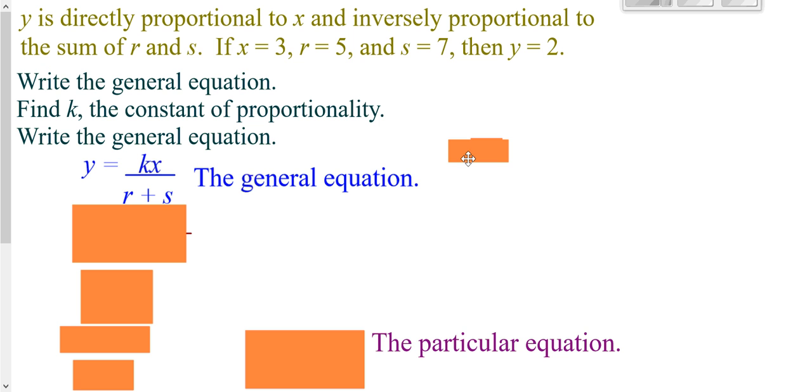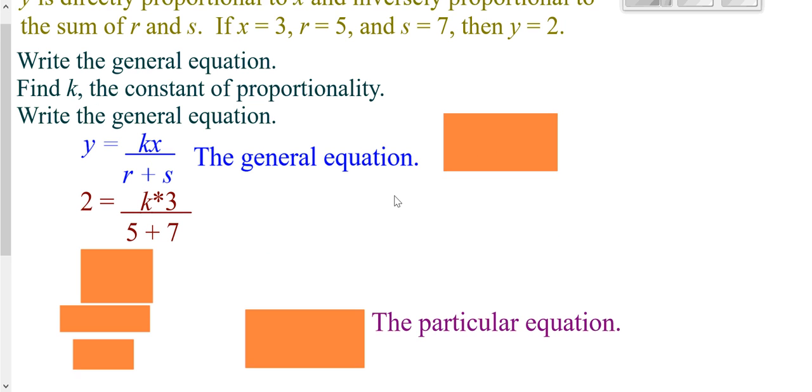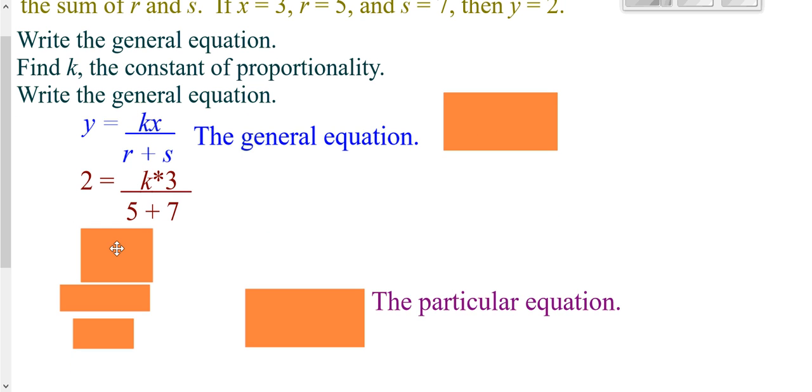So that's my general equation. So now I'm going to come along, take x being 3, r being 5, S being 7, and Y being 2, put them in, and then I can work out what K is. So in the bottom I get 12 when I add those together.